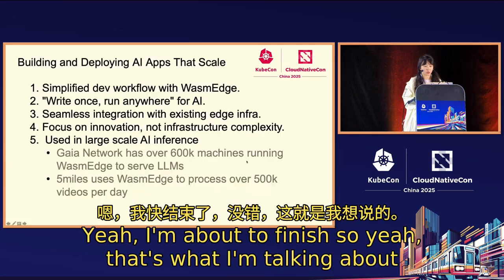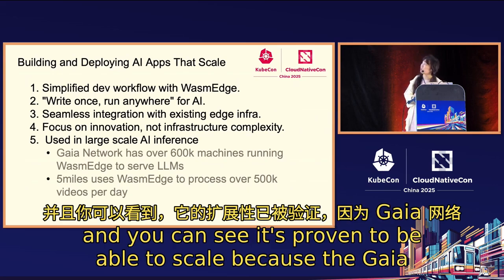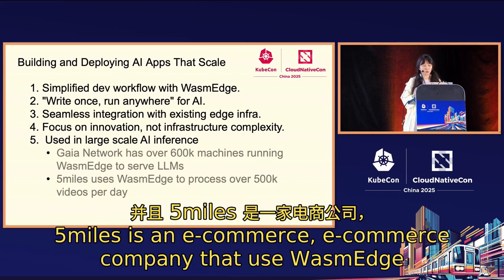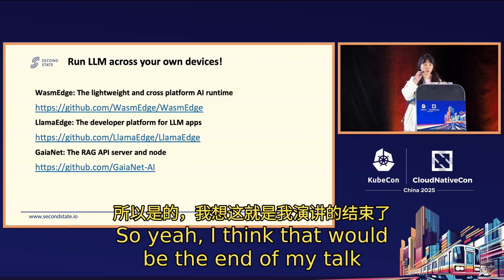Sorry, I'm about to finish. That's what I'm talking about. You can use our tech stack to build and deploy AI apps that scale. It's proven to be able to scale because the Gaia network has 600K machines that run WasmEdge to serve LLMs. And FiveMouse is an e-commerce company that uses WasmEdge to process 500,000 videos every day.